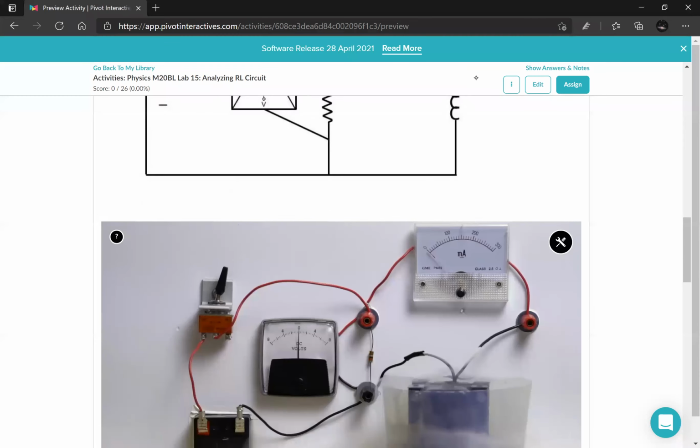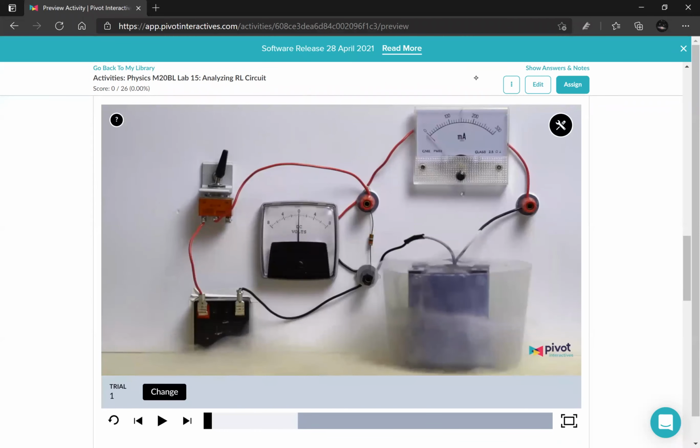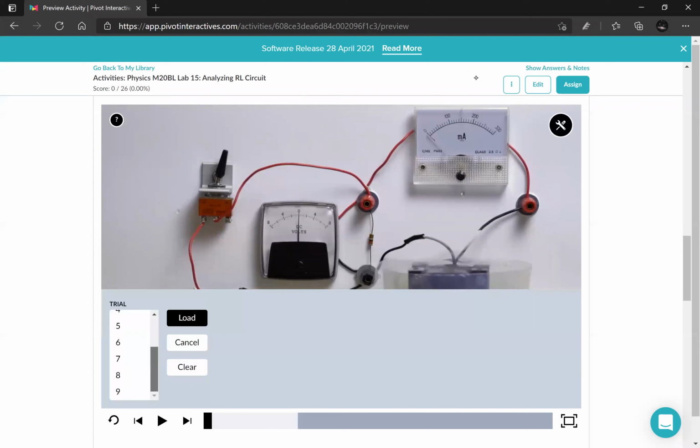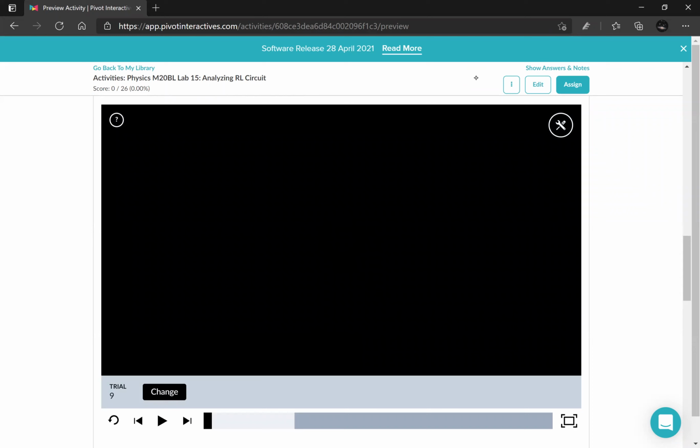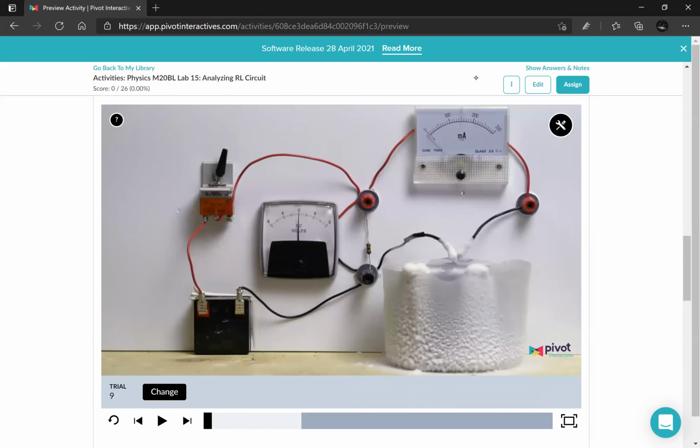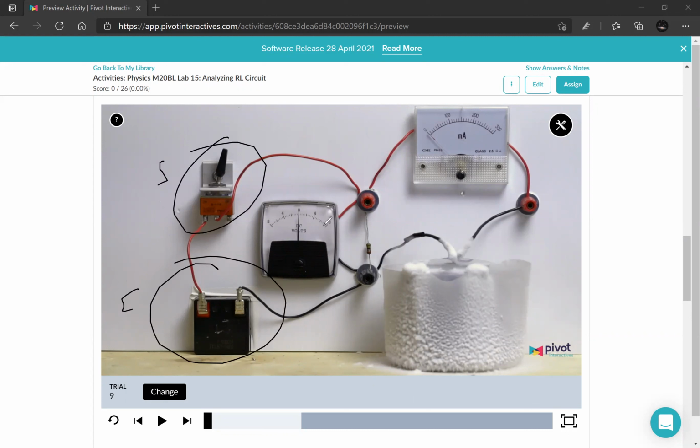All right, so here's the experimental setup. One of the things we're going to do here is always use trial number 9. You can play with the other ones, but this is going to be the one we're making measurements with. You can see that this is our battery, the EMF source. This is our switch. Here's our external resistor, and this is our inductor, L. This is the ammeter, which measures the current, and this is the voltmeter, which measures the voltage.